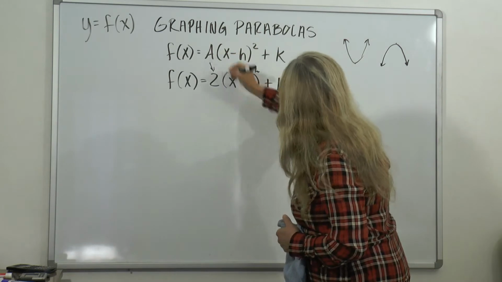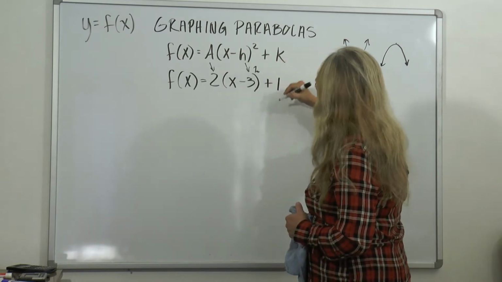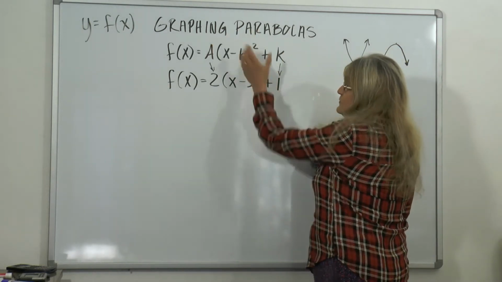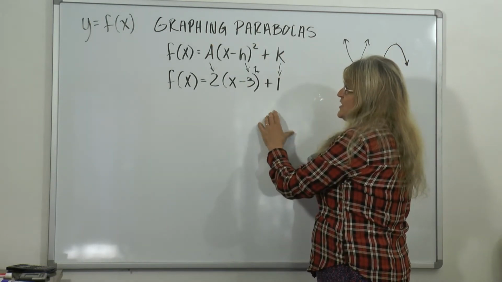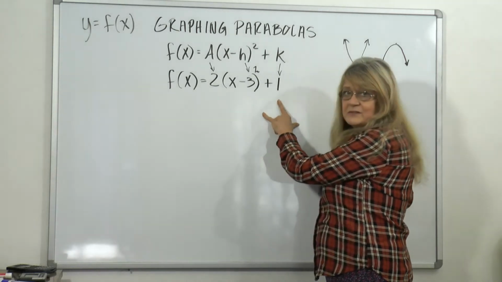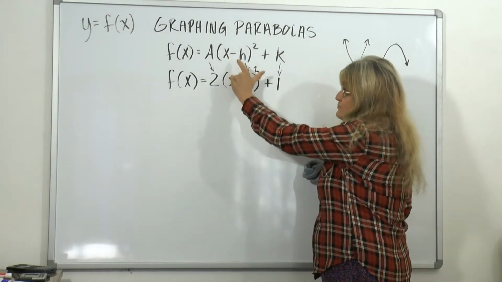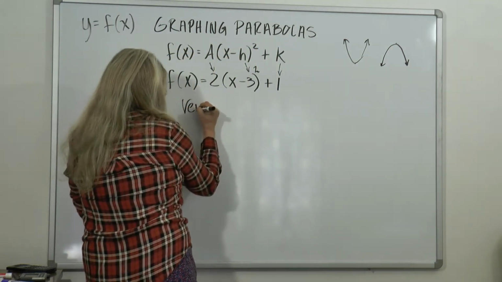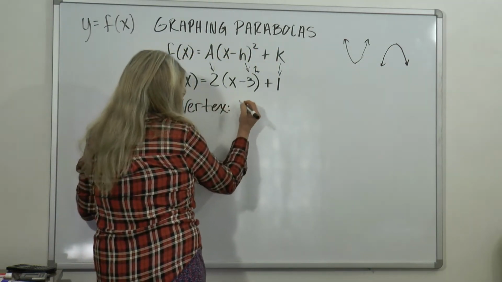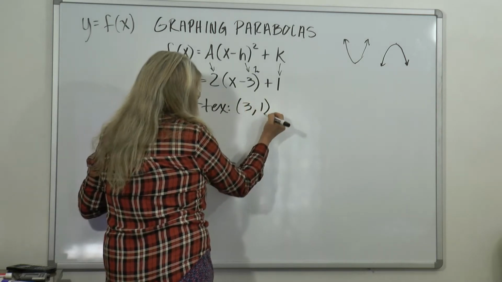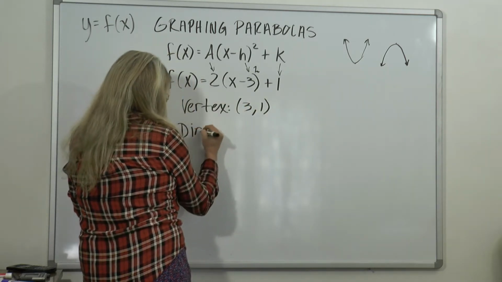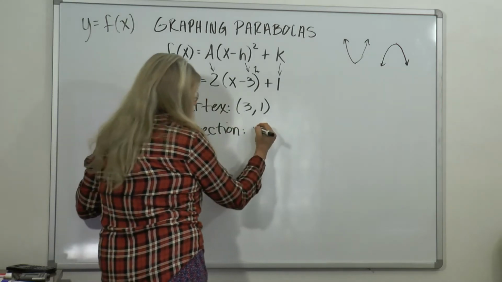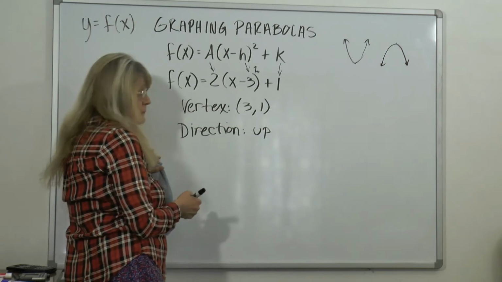So 2 is the A, H is 3, and K is 1. Now, if you don't have that formula in front of you, the tendency would be to say HK is negative 3, 1. But that's not the way it works. This negative sign is part of the formula. So here, your vertex is 3, 1. Your direction is going to be up because that A is positive.